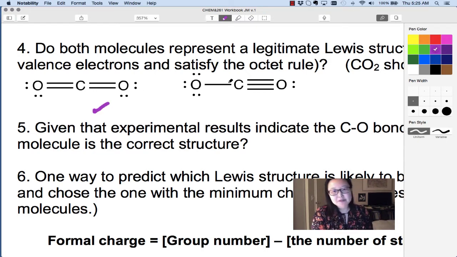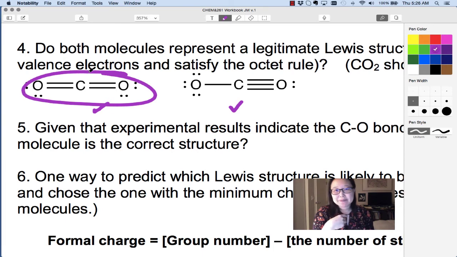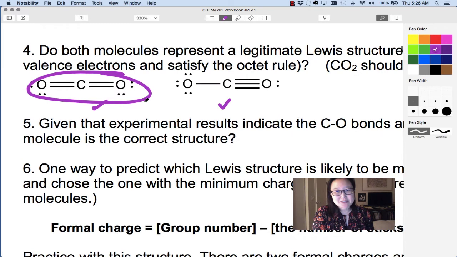If you look at this one over here, it looks different. But if you look at the octet rule, it actually is enforced in all of these cases. So 2, 4, 6, 8. So everything does have an octet here as well. However, you probably know from experience that we usually draw CO2 this way. It's not just the symmetry, but it's also experimental results.